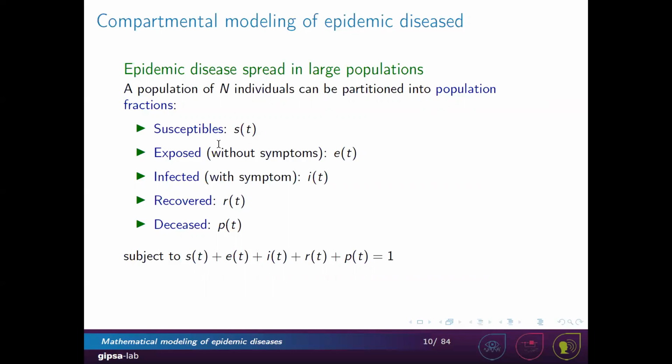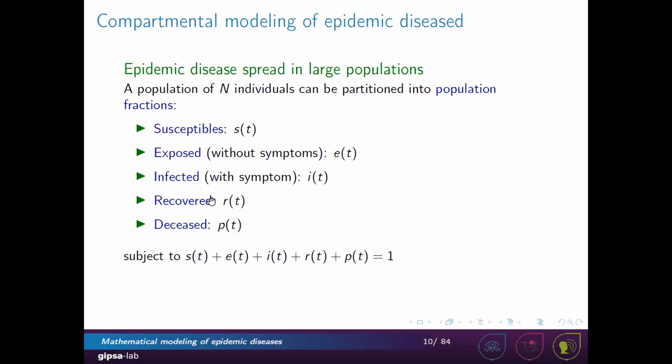The second group is the exposed people. They are infected people, but without any symptoms. They can transmit the disease, the virus, but they do not have any symptoms. So we represent the fraction of the population which are exposed by E of t. The next compartment is the infected group. These are the people who are infected and they do have symptoms. They are represented by I of t.